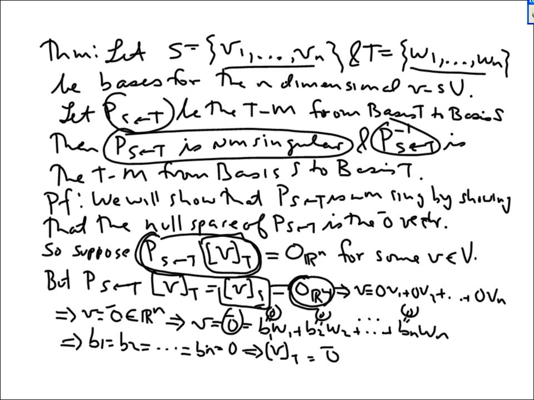If you take P_S←T of some coordinate vector in T and you get the zero vector, this coordinate vector had to be 0. Hence, P_S←T is non-singular. It's non-singular. Okay, so now we proved the first half.